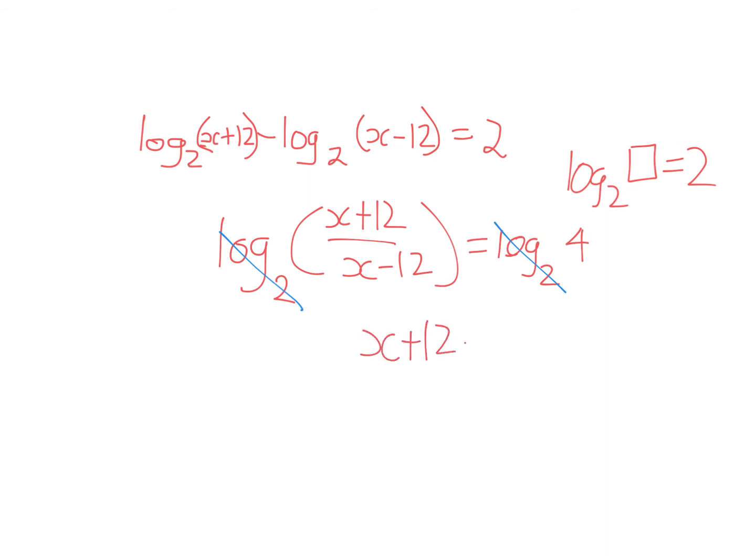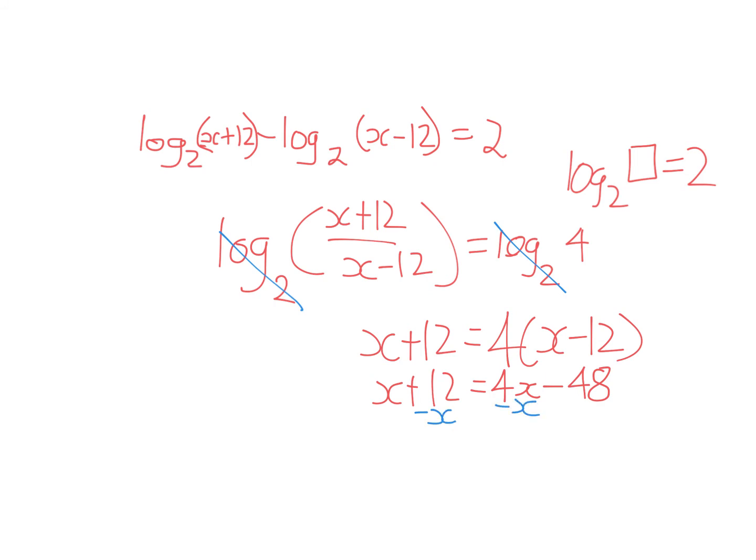So what I'm going to do now is multiply each side by x minus 12. I'm going to expand the brackets, and then when you have a linear equation like this and the pronumerals on both sides, you subtract the coefficient with the lowest pronumeral. So I end up with 12 equals 3x minus 48. Add 48 to both sides, divide by 3, and you get x equals 20, and we're done.